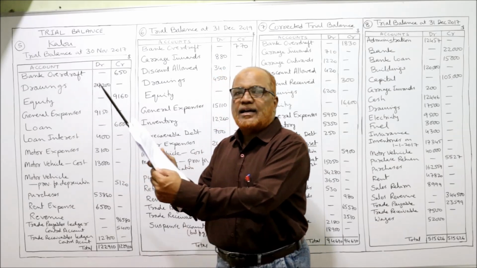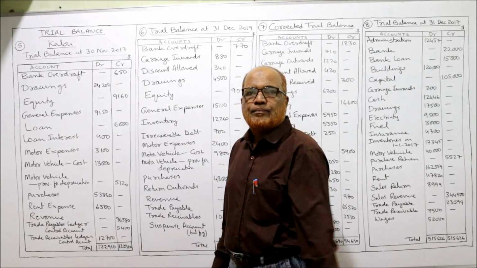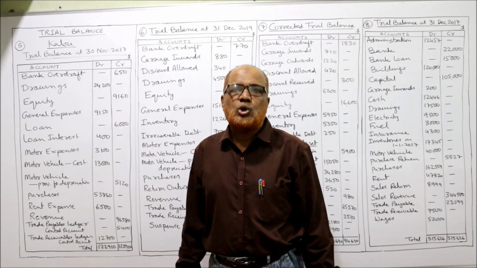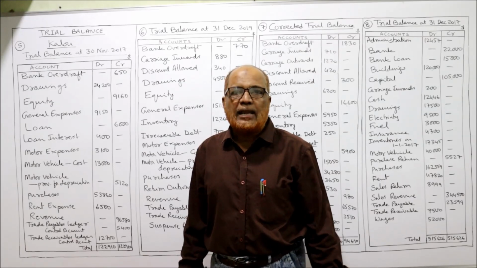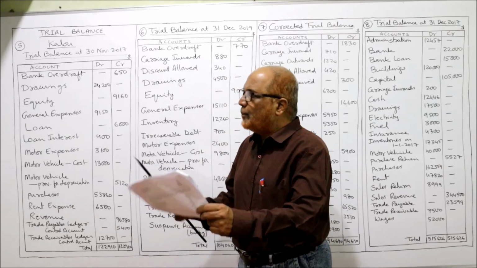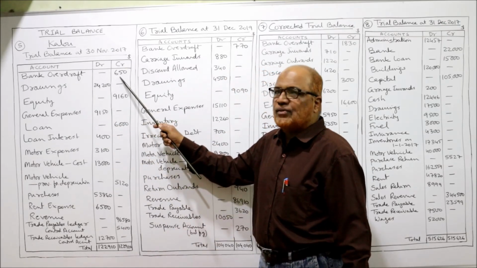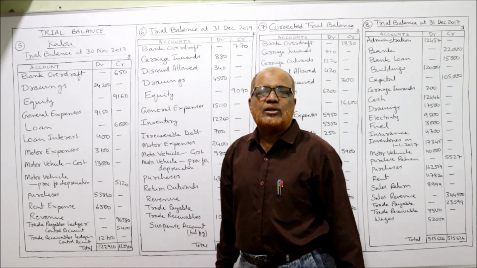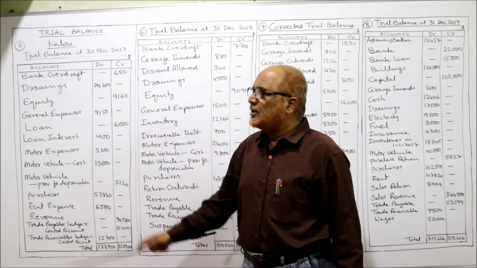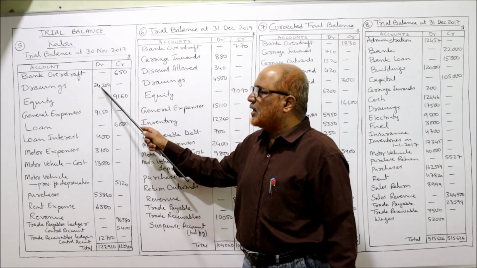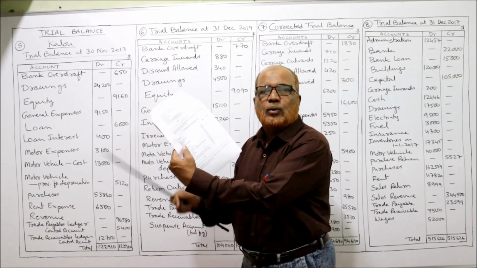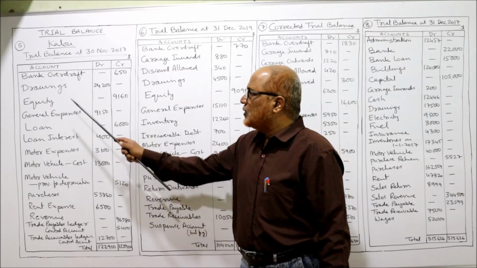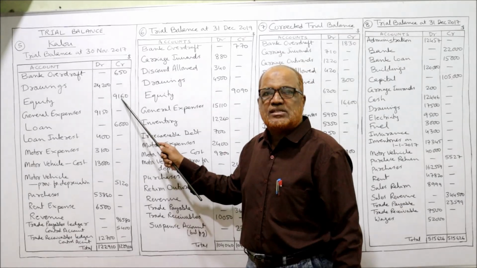Now, the first item given is bank overdraft. Remember, bank overdraft is a liability, so it will show a credit balance. All liabilities show a credit balance. So bank overdraft, credit column 650. First item over. Second, drawings. Just now I told you drawings show a debit balance. So take the drawings, 24,200, debit balance. Then the third one, equity. Equity is the capital, always a credit balance. So equity, credit side, 9,160.